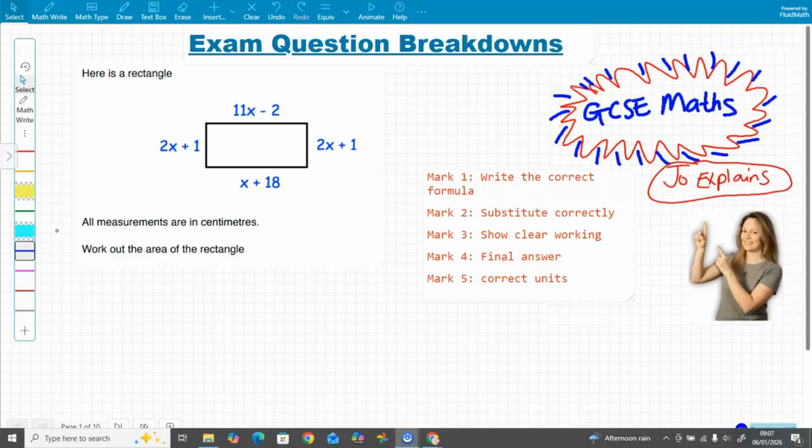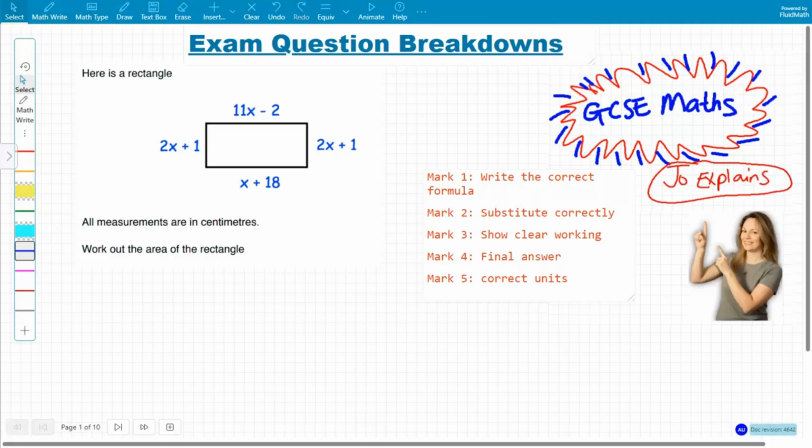So here's a rectangle. We've got lots of expressions all around. What we need to do is work out the area of the rectangle. The first thing that should be coming to your mind is how do we find the area of a rectangle? Let's write that out because we're guaranteed to get that first mark even if we can't do the rest of it. So area of a rectangle is length times width, and we know this, don't we? I'm just going to write that there. That just gets me started.